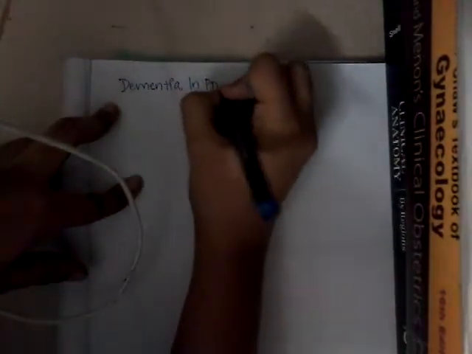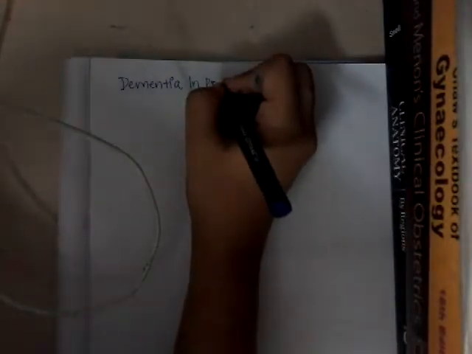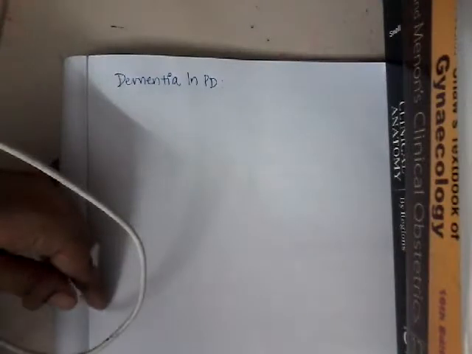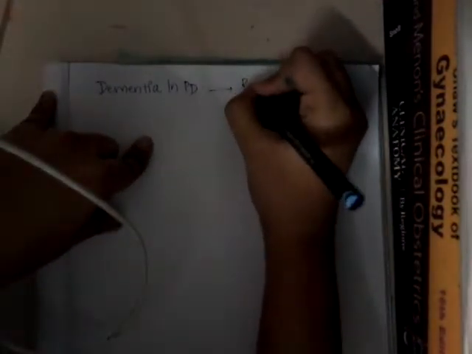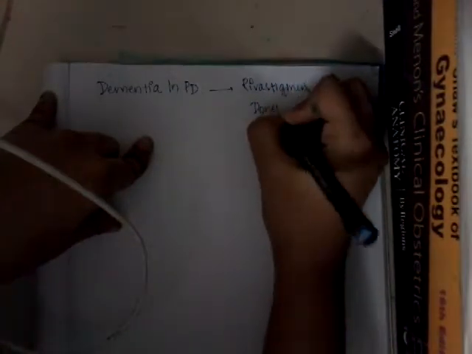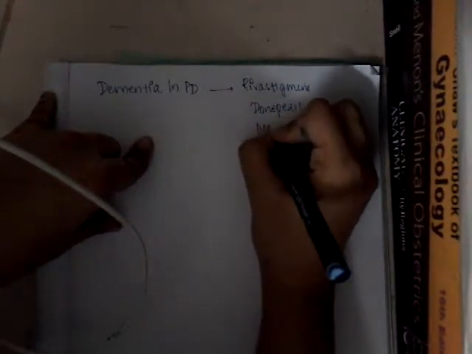Then there is dementia which is associated with Parkinson's disease. So in such a situation, we can use drugs for dementia like rivastigmine or donepezil. You can also use memantine.